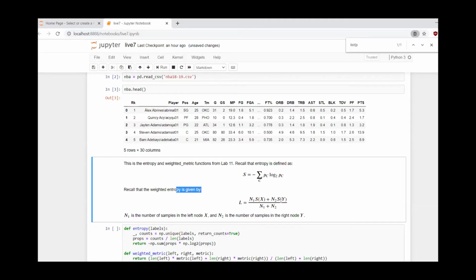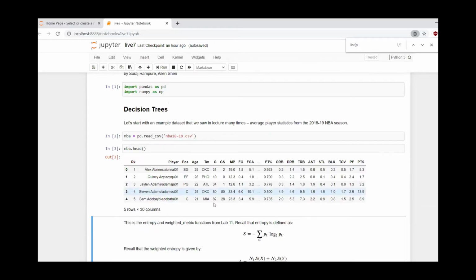For this class, we don't really talk about splitting into 3 different branches. We just talk about splitting into 2 branches. So this is the way you would calculate the weighted entropy if you wanted to split into 2 branches. N1 is the number of samples in the left node. N2 is the number of samples in the right node. What you can do is take N1 times the entropy of your left node plus N2 times the entropy of your right node and divide by the total number of samples. That will weight the left node and right node accordingly, depending on how many samples were in that node.